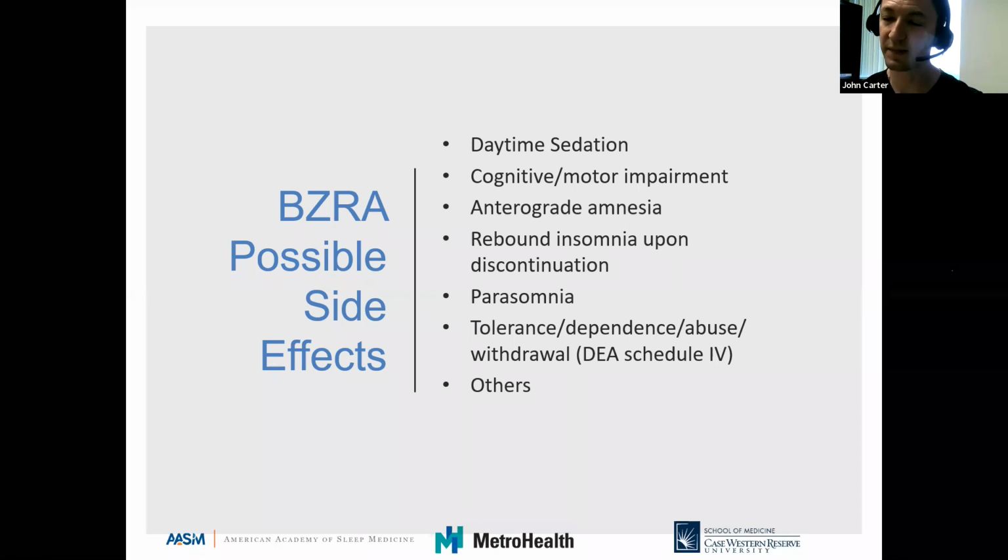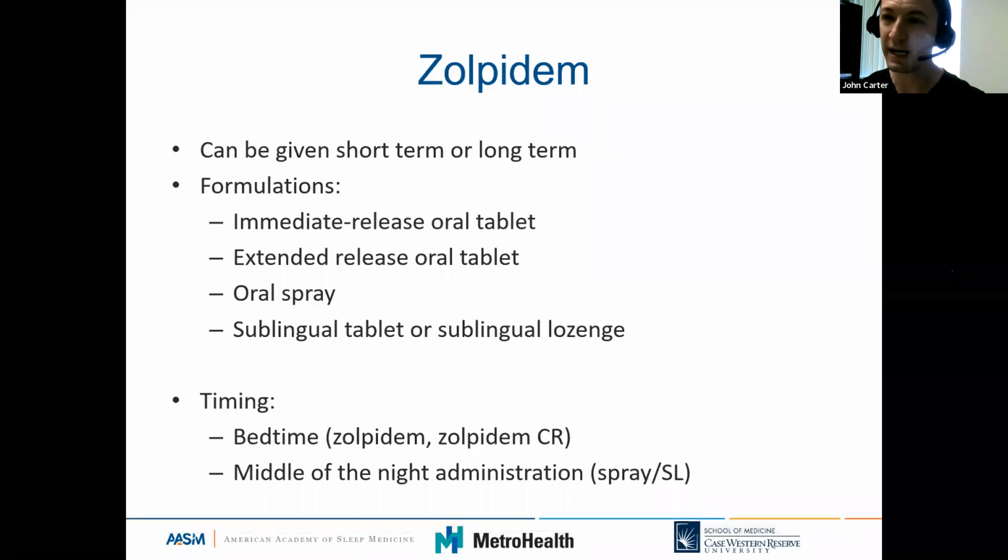Anterograde amnesia is a possibility, more so with the actual benzos as opposed to the Z drugs. Again, rebound insomnia, parasomnias are a real concern, and these tend to be highly publicized and talked about, and they're certainly real, but the actual incidence of this is quite low. And again, there is an opportunity for these medications to be habit forming, but again, as we talked about, the actual rates of abuse are quite low.